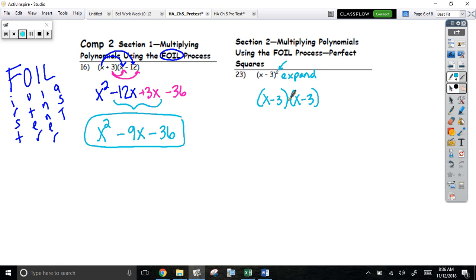We cannot just distribute the exponent because this is what's called a binomial. So first you're going to expand it to be x minus 3, x minus 3. Then we're going to FOIL it, just like we did in the last example.